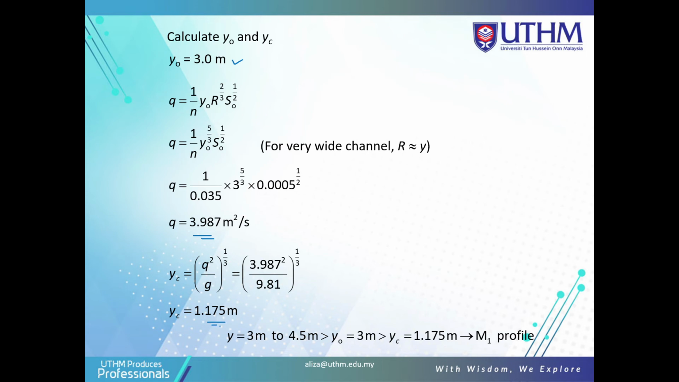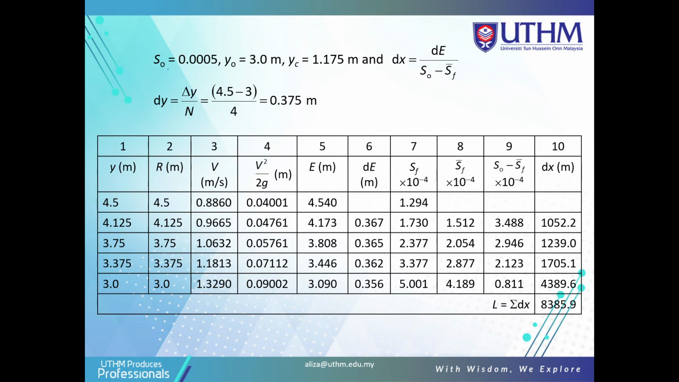Same calculation based on the direct integration method, numerical integration method, and direct step method. So it's also the same: find the Y naught, Q, and get the YC. So you get the M1 profile here. Now we look at using the S naught, Y naught, YC, and so we use this formula. This formula is for the direct step method.